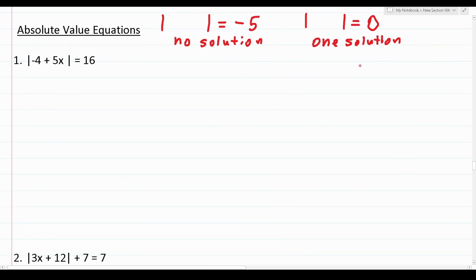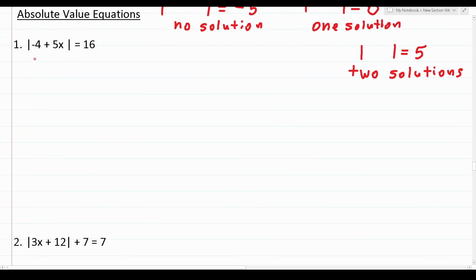All right, and if after isolating your absolute value, it's equal to a positive value, such as positive 5, that tells you that your absolute value equation has 2 solutions. And we're going to see examples of each of these in just a few minutes. But again, absolute value equal to a negative value, no solution; equal to 0, one solution; equal to a positive value, two solutions. All right, so with that in mind, let's go ahead and take a look at this first question now.